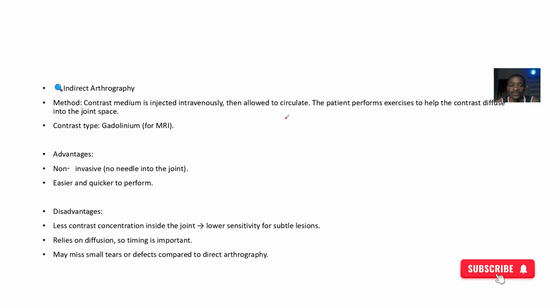You understand? So for the indirect one, the contrast medium is injected into the veins, so it has to cycle all around before it gets to the joint. Usually the patient even has to perform exercise. This one is non-invasive, it's easier and quicker to perform. You just have to locate the vein. While with the other one, going into the joint, you have to be very, very conscious that you're not injuring other aspects of the joint.